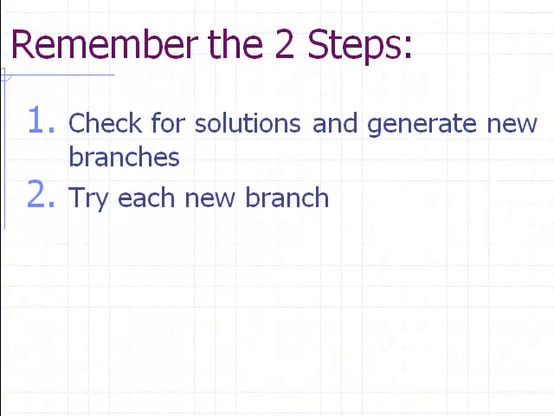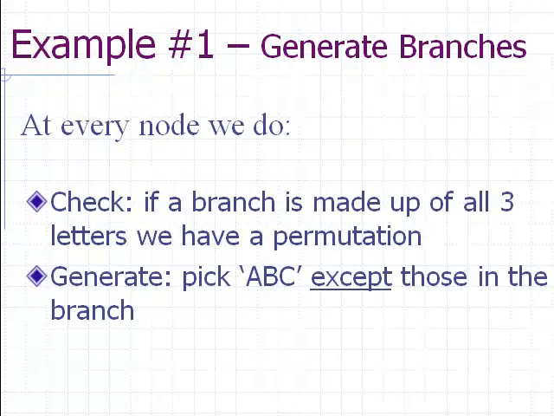So, the 2 steps: check for solutions and generate new branches, and try each new branch recursively. And that's pretty much all there is to it. For this example here, to generate new branches at every node, we chose the letters A, B, C, except those already making up the branch.